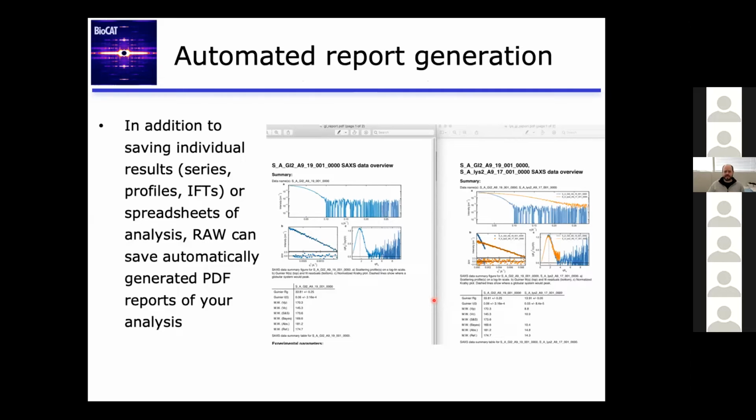The final thing, of course, in this standard pathway through analysis that you might be doing is saving the results somehow. So you can save all the individual results, of course, to your disk, the profiles, the IFTs, and these all save in formats that are widely compatible with the other analysis programs you might be using. You can also save spreadsheets, or really CSVs, of your analysis from multiple different data sets. And you can save these automatically generated PDF reports that have nice summary plots and summary tables of one or more data sets that you've done.